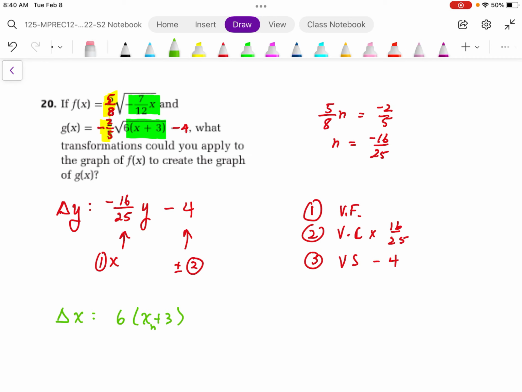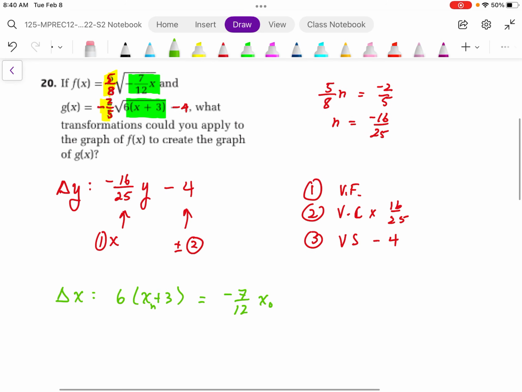this really is a new x. This is what we want to find. This is what we want to get to. And this is our old x here. So I can actually just solve for xn. Now try to understand the reasoning behind this as well.